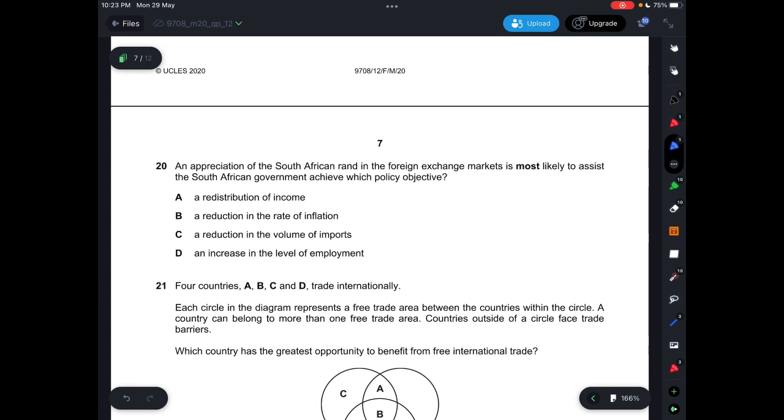A says the redistribution of income, which is not correct, because here you will also see the main point is the foreign exchange market. B says the reduction in rate of inflation. It says B, but let's take a look at C and D. C says the reduction in the volume of imports, which is not correct, because here it says most likely and foreign exchange market. And D, an increase in the level of employment, which is not correct. In order to increase the level of employment, you actually have to depreciate the currency. So the answer is B.